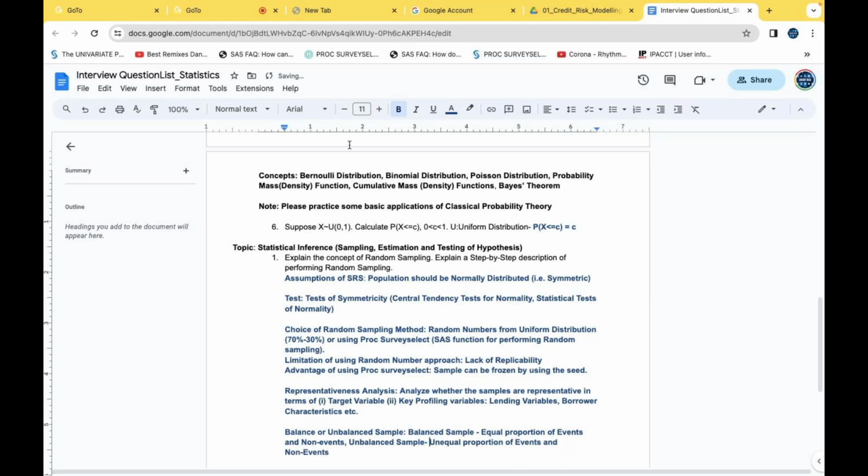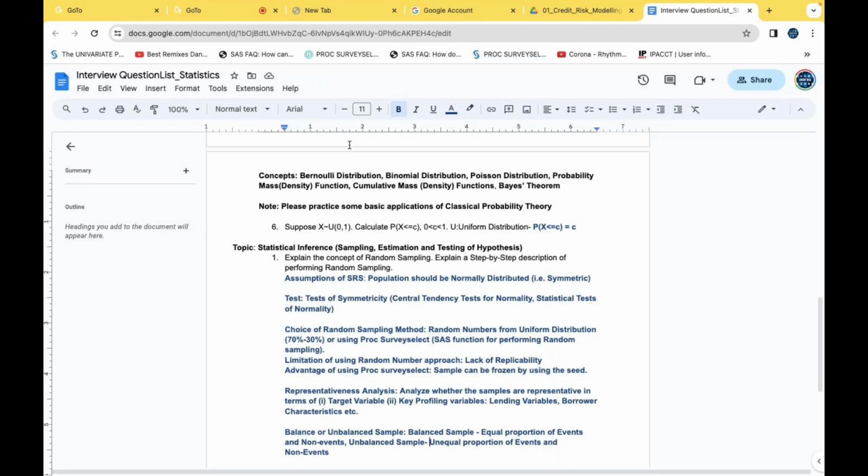Right. So these are two samples that you can look at. The steps would be, first of all, if I'm doing a simple random sampling, to assess symmetricity, then look into the choice of the random sampling method, whether I would like to do it using the ranuni function or use PROC SURVEYSELECT for a simple random sampling. Then representativeness analysis, to assess whether the development and the holdout samples created are representative or not. And finally, to assess whether I create a balanced or unbalanced sample.